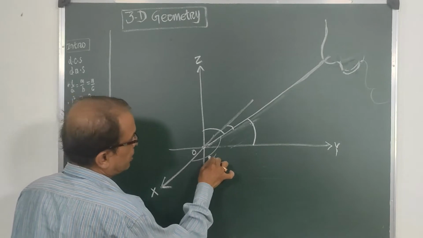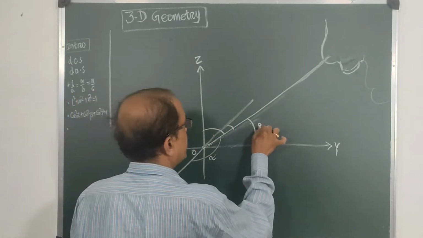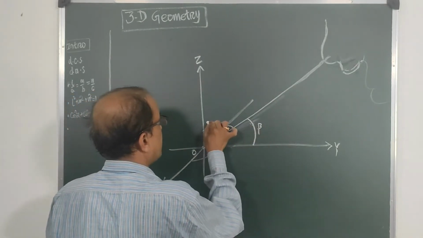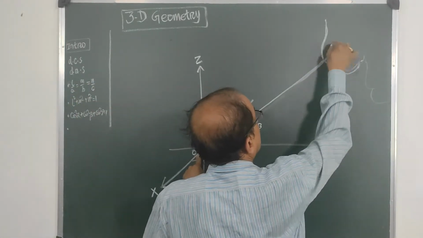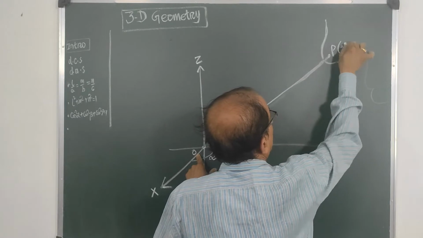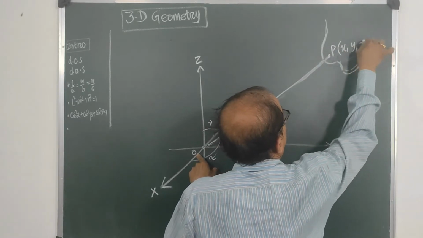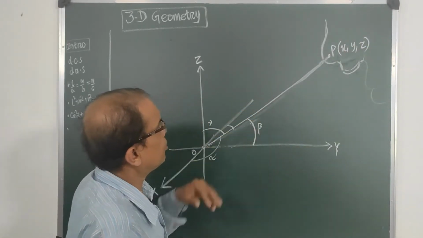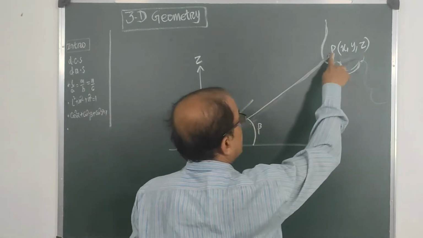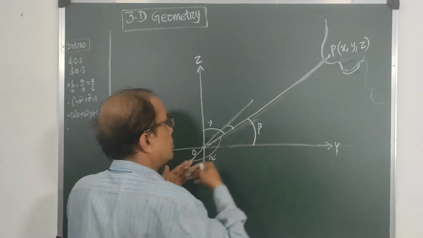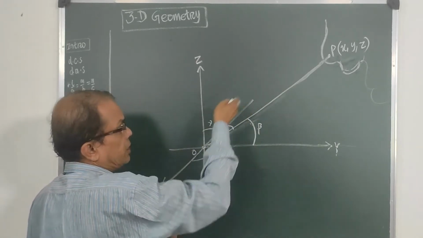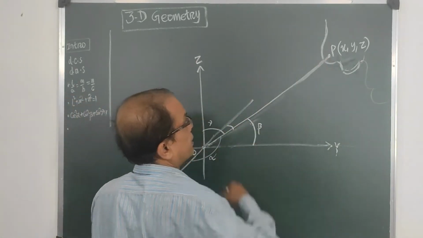If this angle is alpha, this angle is beta and this angle is gamma, what about the position of this point? Let this point be a point P with coordinates x, y, z. Then this point is at a height of z, at a width of y, and in the front back axis, x axis, it is at a distance x.